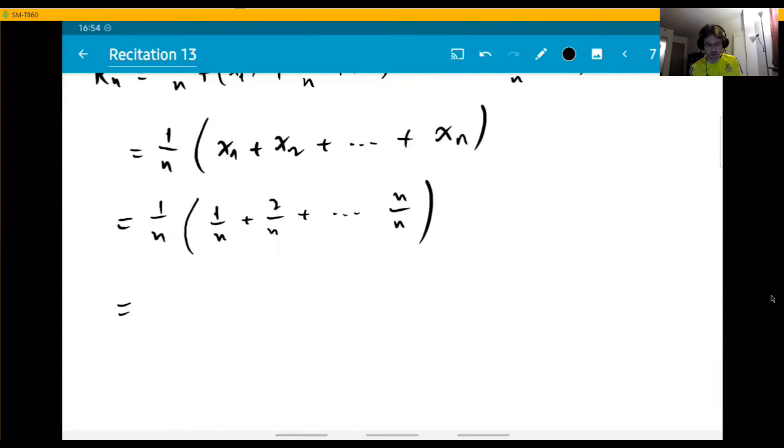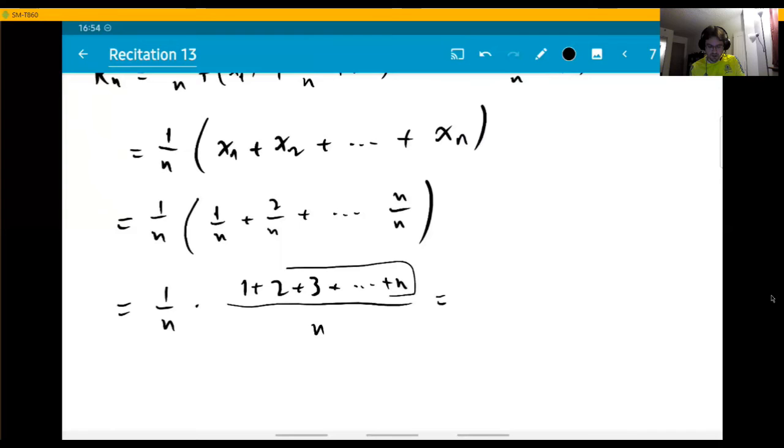And how do we calculate this? 1 over n times, well, all these fractions have a denominator of n, so we can put them together like this. This is the sum all the way up to n, up here. All right. Now this is finally the location where we use the formula they gave us in the problem. They told you a practical way of calculating the sum of the first n natural numbers.